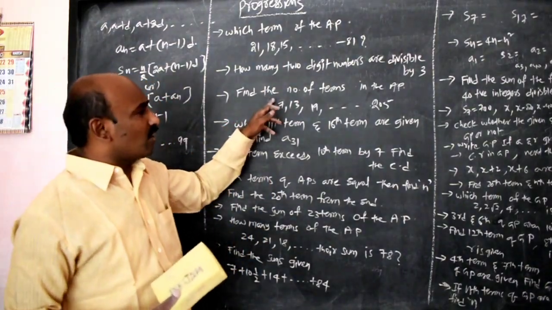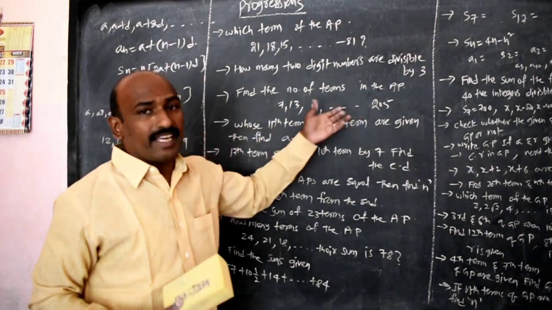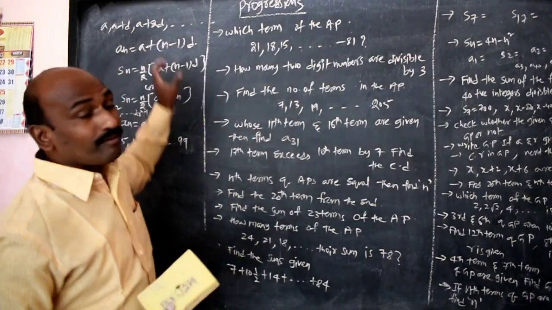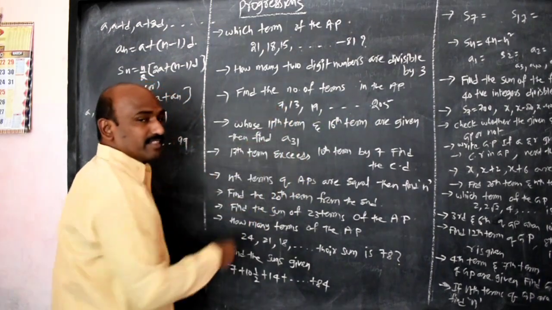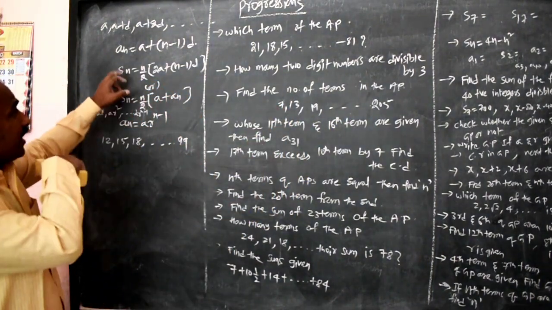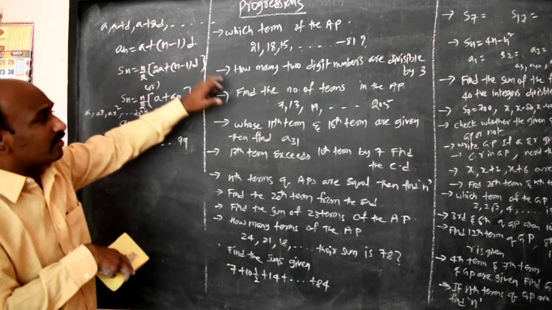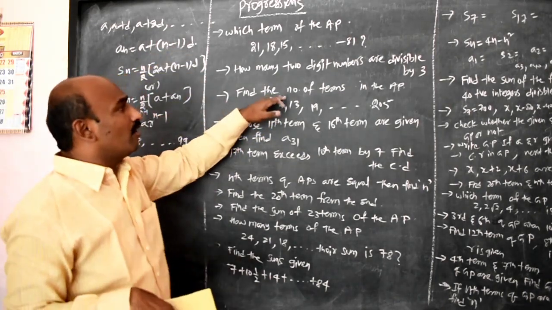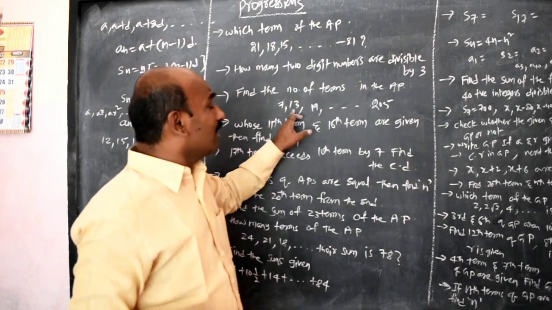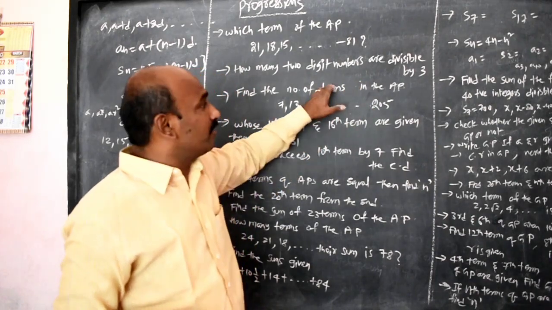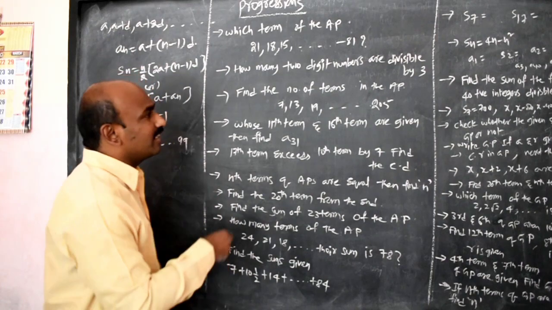If you go to the next concept, find the number of terms in the AP, this also we can do using the same formula. Here a is 7, a_n is 205 and the common difference is 6, 13 minus 7. Then with a_n = a + (n - 1)d, we can get the n value. If you know the first term, the last term and the common difference, then we can get the number of terms in that AP.